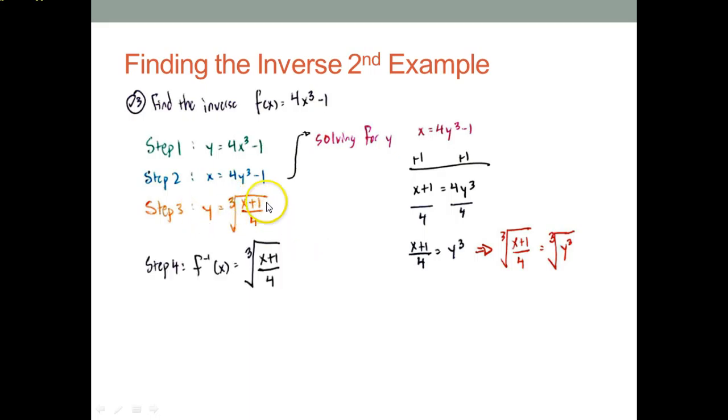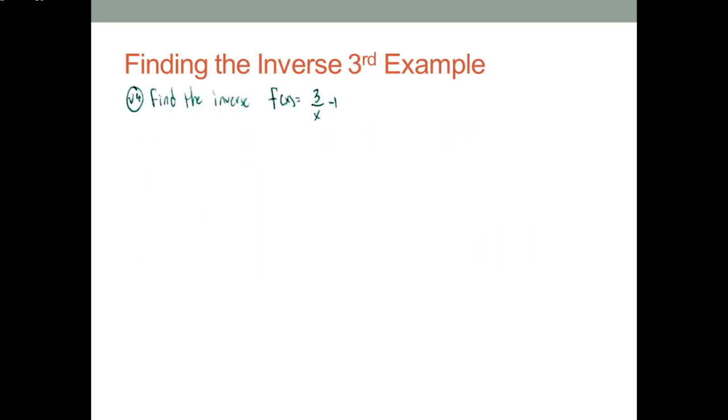And if I replace the variable y with the correct symbol, step 4 gives us the inverse. The inverse of the f of x is the cube root of x plus 1 over 4. So that's our second inverse example, and that's again to find an inverse of a cubic function. Simple cubic. So here's the third example.